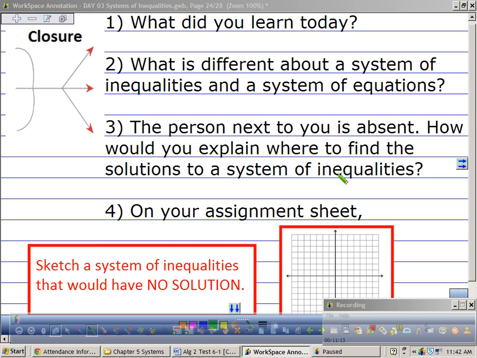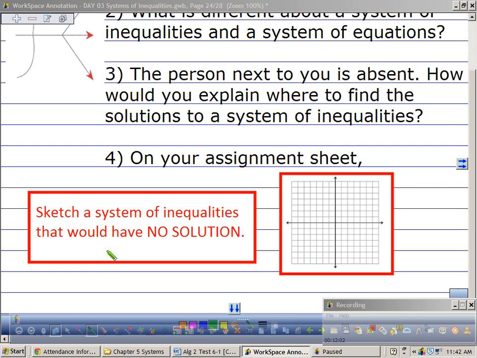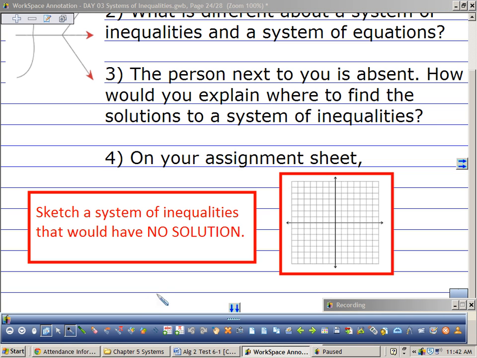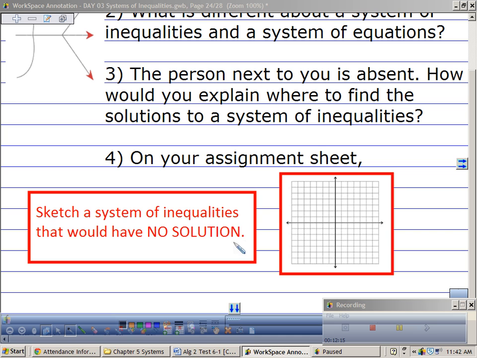The person next to you is absent. How would you explain where to find the solutions to a system of inequalities? Where the shadings overlap, right? That's your solution. On your assignment sheet, sketch a system of inequalities that would have no solution. Think about what that would look like. Something that will never overlap. The shading will never overlap.